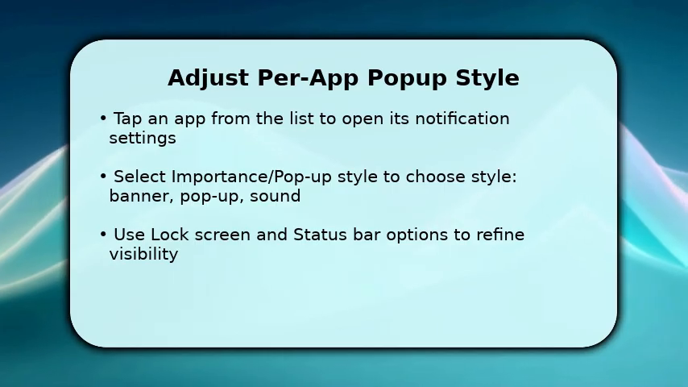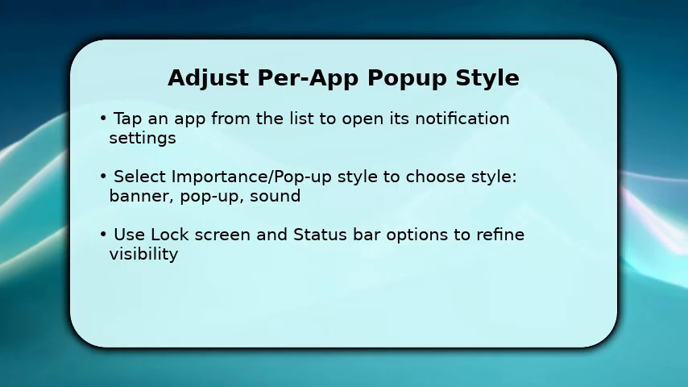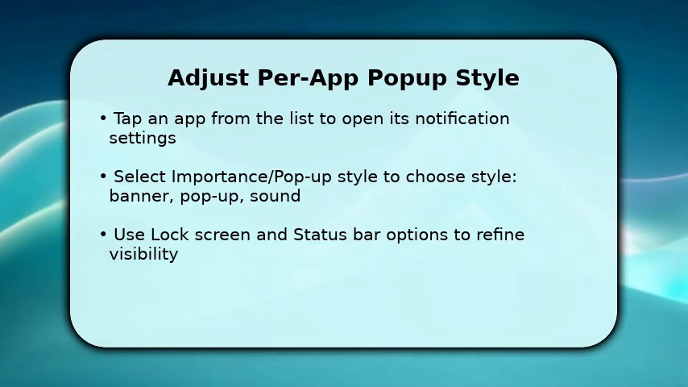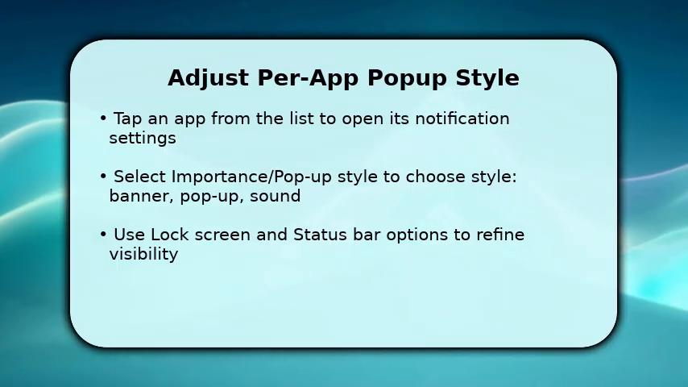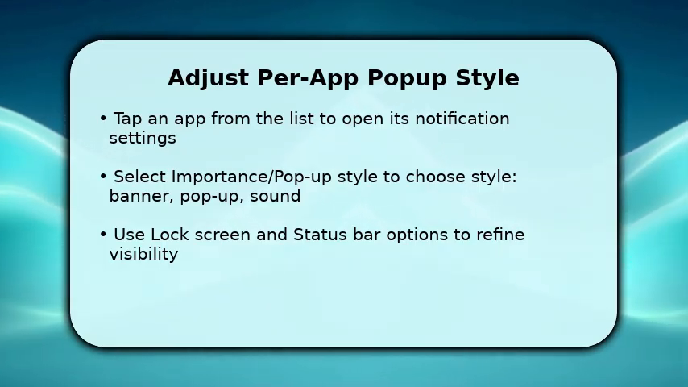Once selected, set lock screen visibility and status bar icons to control exposure when locked or when Do Not Disturb is active. Make sure to toggle Allow Sound or Vibration if you want audible alerts. After adjusting one app, repeat for other apps that need different treatments.